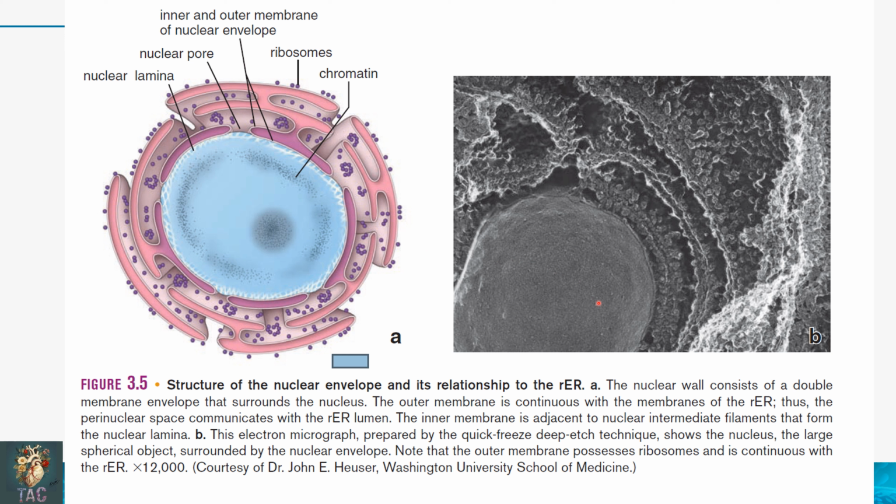This is the electron micrograph prepared by the quick freeze deep etch technique showing the nucleus, and in this also you can appreciate the two layers of the nuclear envelope, which are continuous with the rough endoplasmic reticulum, and here also you can see the nuclear pore is present.